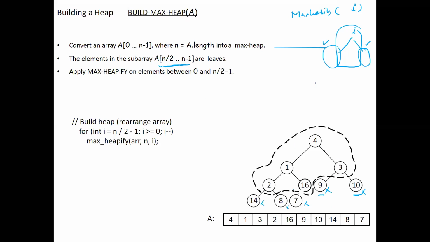So we will be applying max heapify functions on 0 till n/2 - 1. These are the indices of your non-leaf nodes, and you will apply the max heapify function on them. Now how to apply max heapify? Remember this thing: we will not start from the 0 index node.